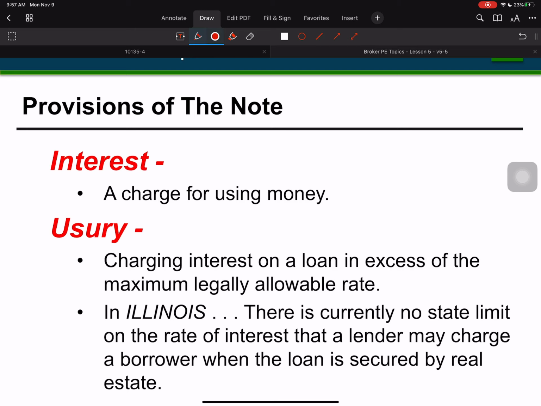Usury. So usury, charging interest on a loan in excess of the maximum legal allowable rate. But in Illinois, there is currently no state limit on the interest that a lender may charge a borrower when the loan is secured by real estate. So in Illinois, essentially, there is no usury.